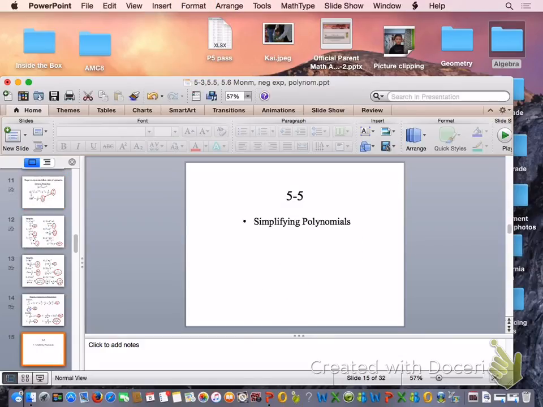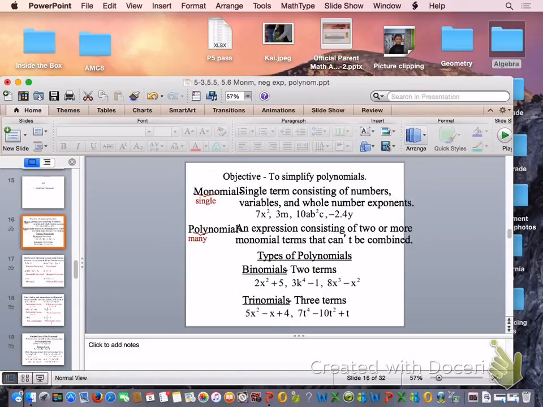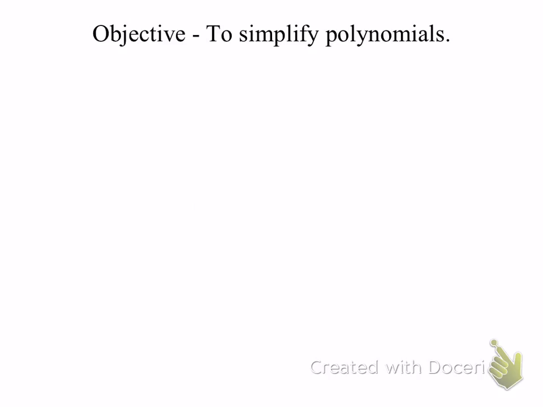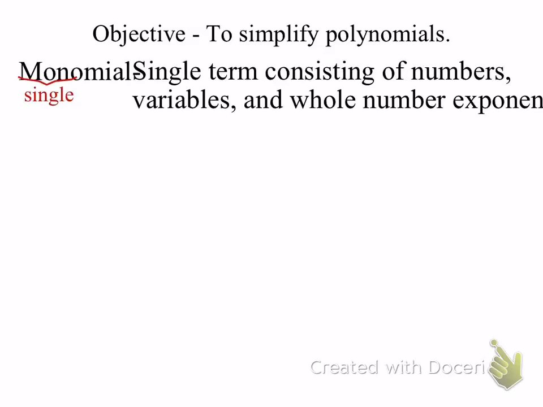We are moving on to our second section, which is monomial. Monomial. Sorry. Have to do it. Okay, monomial. We said that it is a single term consisting of numbers, variables, and whole number exponents.